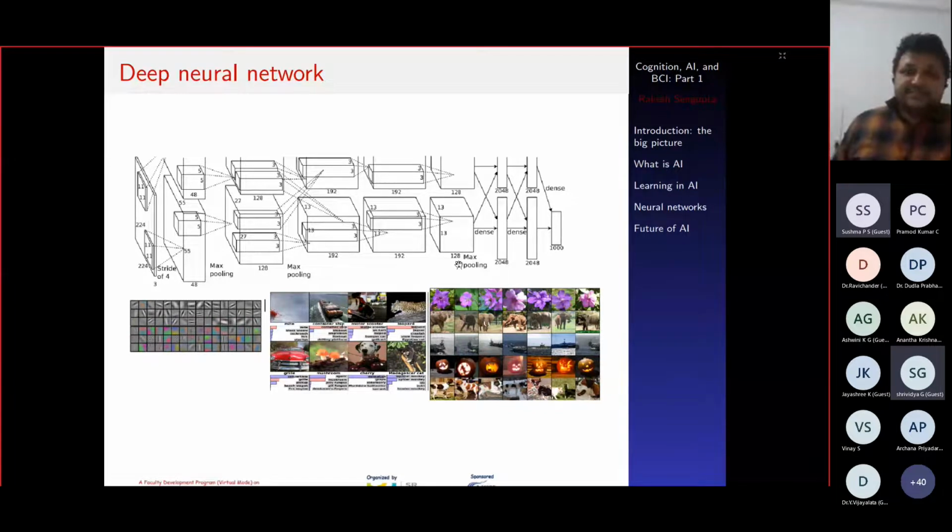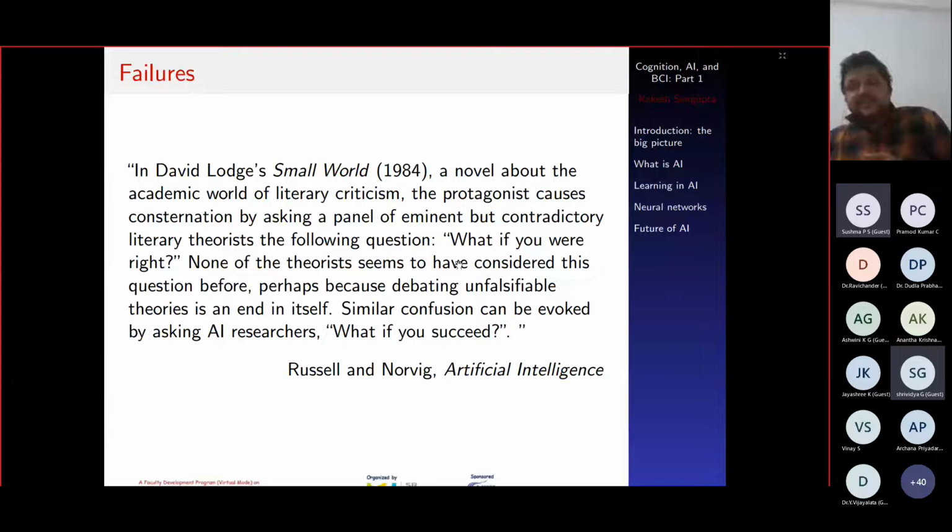And which is why deep learning is the way to go if we want to be technologically sound. But of course there are failures. This is from Russell and Norvig's Artificial Intelligence. The summary of the quote actually means that we have not considered what if we actually succeed in making a completely, fully functioning AI. That is something that we don't often think about.